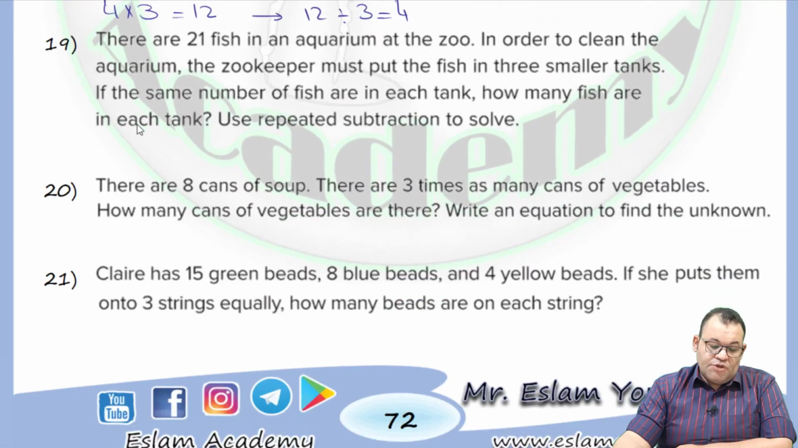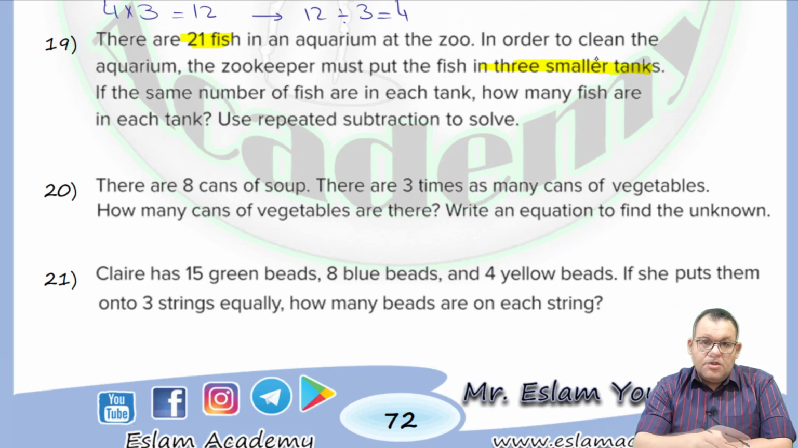Again for question number 19. In question number 19, we have here 21 fish. And we need to put them in 3 small tanks. Each tank contains the same number of fish. So we need to find the number of fish in each tank. Because we need to distribute the number of fish inside the small tanks, it means we need to divide. We will divide here 21 fish among 3 tanks.